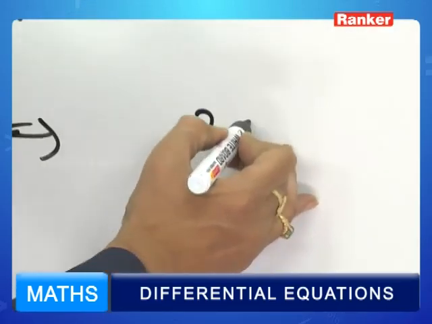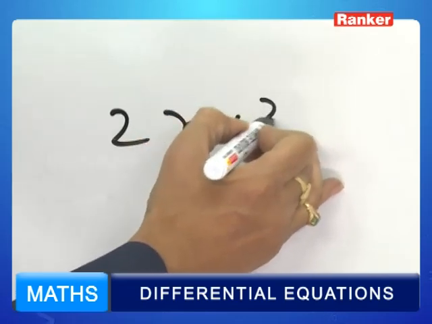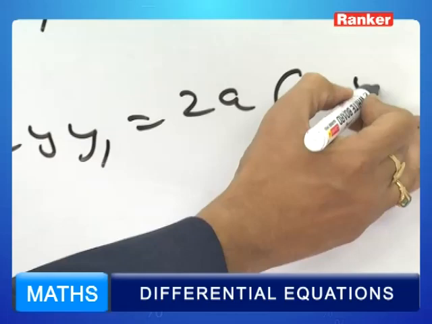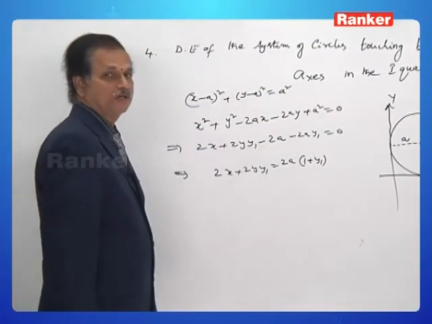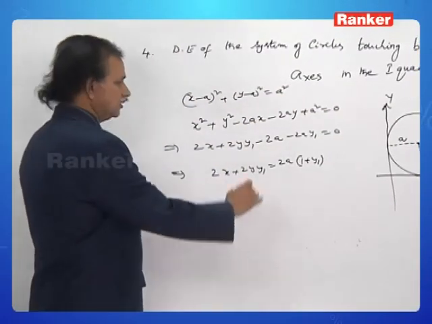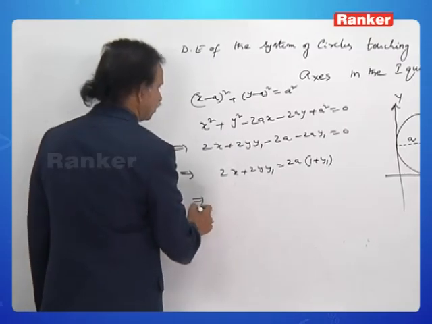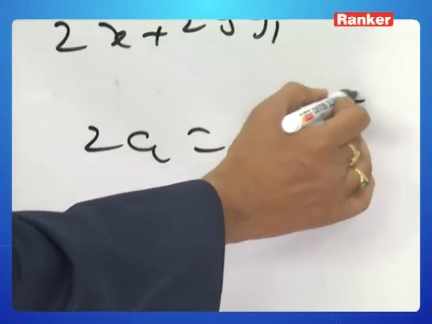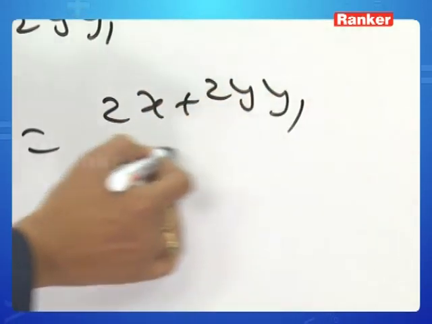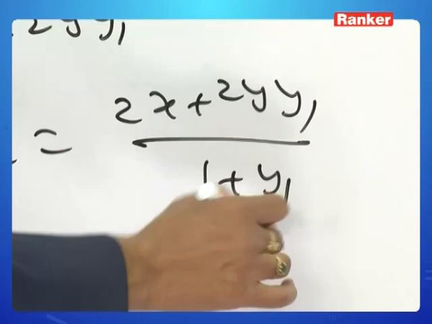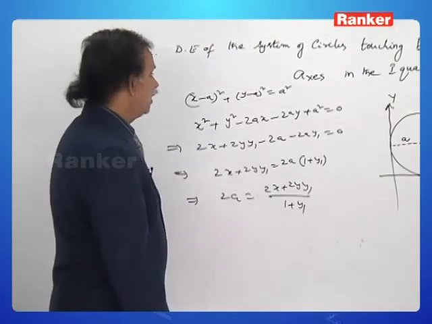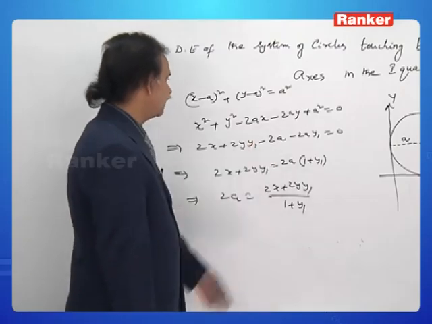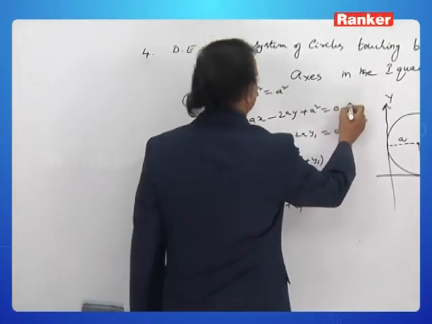So that 2x plus 2y y1 is equal to 2a into (1 plus y1). Send this to that side. What happens? 2a is therefore equal to (2x plus 2y y1) by (1 plus y1). And we are supposed to substitute this 2a here in this equation. This is the given equation.